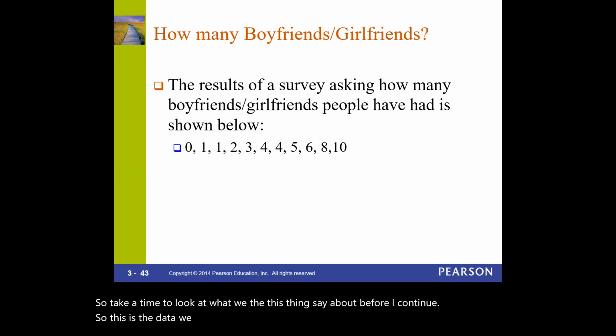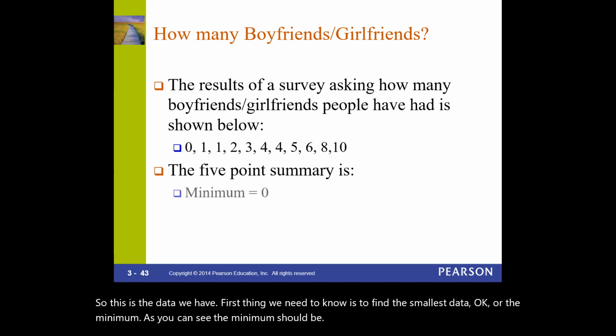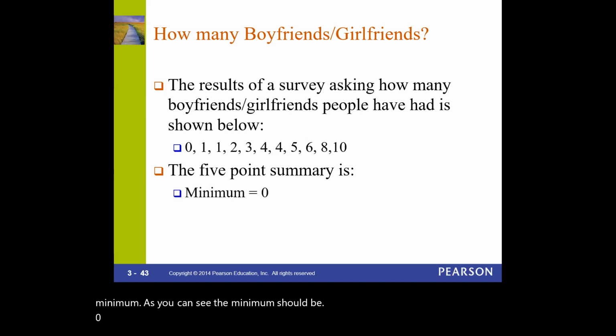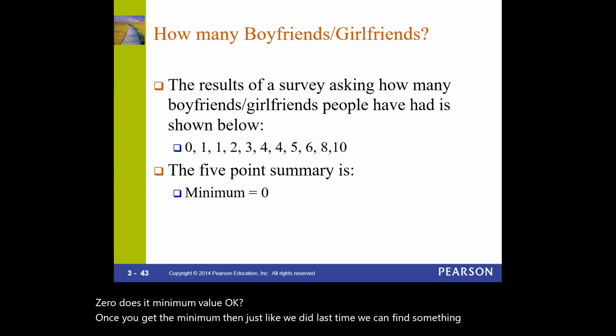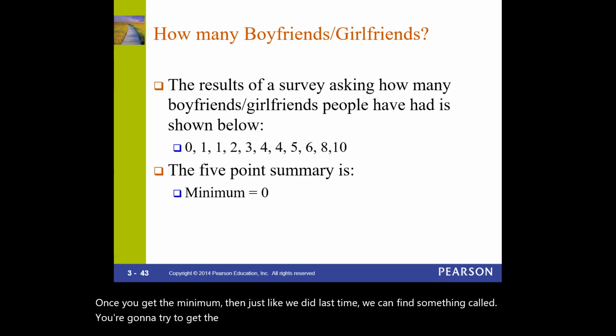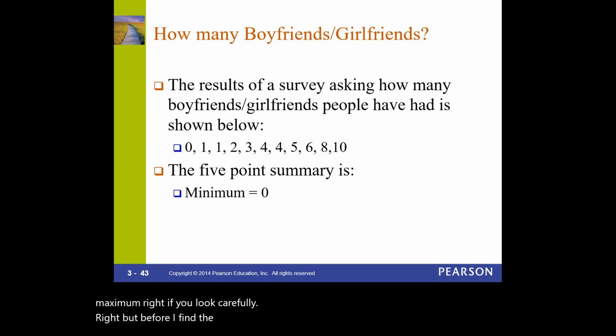The first thing we need to do is find the smallest data value, the minimum. As you can see, the minimum is 0. That's the minimum value. Once you get the minimum, you can try to get the maximum. The maximum is very easy to get if you look carefully. But before I find the maximum, let's get Q1, the first quartile. So how do I get Q1?